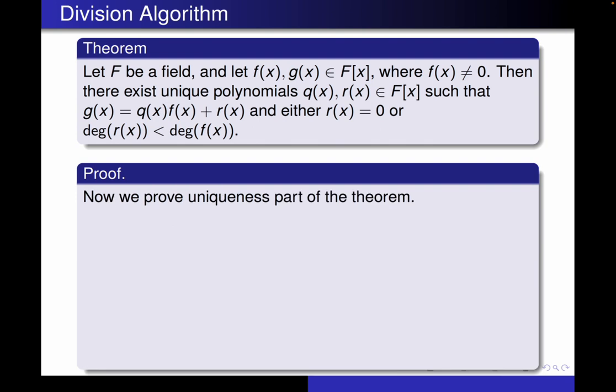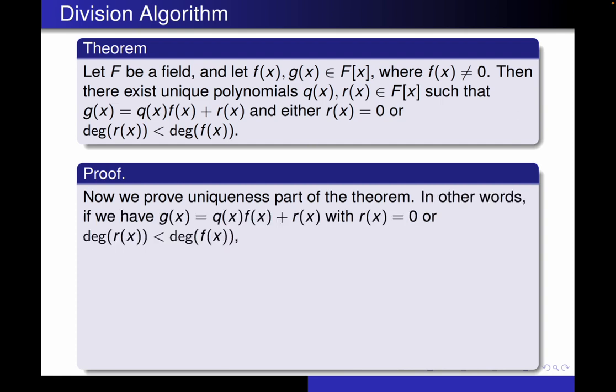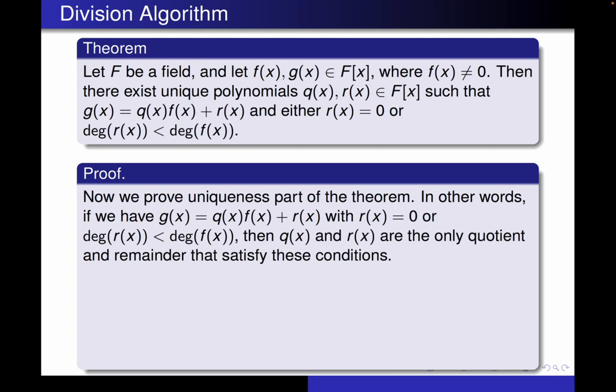All right, so now we're going to take care of the uniqueness part of the theorem, and it's going to go very similarly as it did with the integers, with maybe some slight twists. So let's suppose we have a quotient remainder pair, g of x equals q of x times f of x plus r of x, where r of x is either 0 or its degree is less than f of x. And then we're going to show that q of x and r of x are the only quotient and remainders that satisfy the conditions.